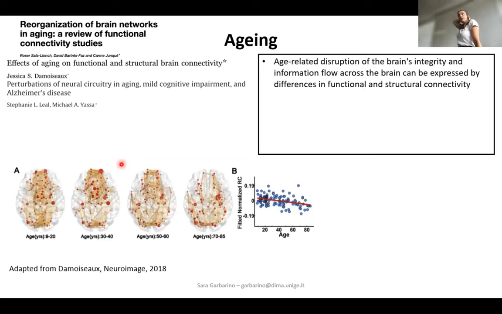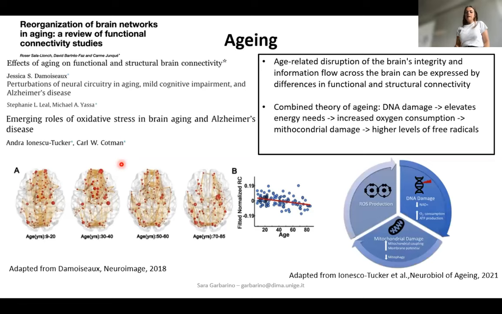Models of brain connectivity changes are also quite popular, and they mainly define age-related disruption of the brain's integrity and information flow across the brain in terms of differences in functional and structural connectivity, using a variety of graph metrics. And then we have models of oxidative stress.